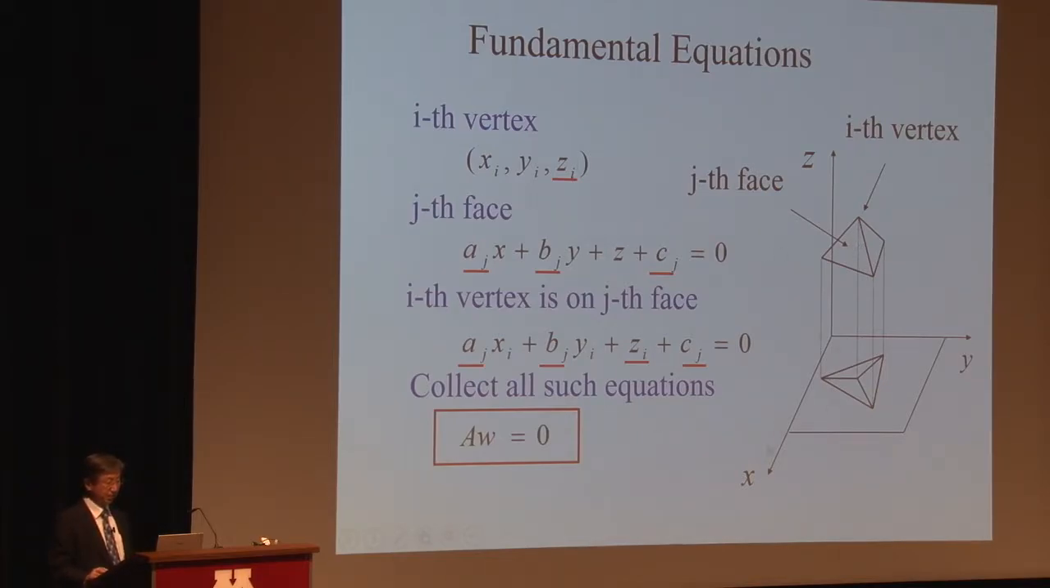For the j-th face of the object, we assign the plane equation a_j x plus b_j y plus z plus c_j equals zero. And a_j, b_j, c_j are all unknown variables. And suppose that we know the i-th vertex should be on the j-th face, then we can substitute these coordinates into this equation, and we get an equation which is linear in the unknowns. We can make similar equations for every pair of a vertex and a face containing it, and so we collect them all. We get a system of linear equations, which I denote by A W equals zero. A is a given constant matrix, and W is a vector of unknown variables.